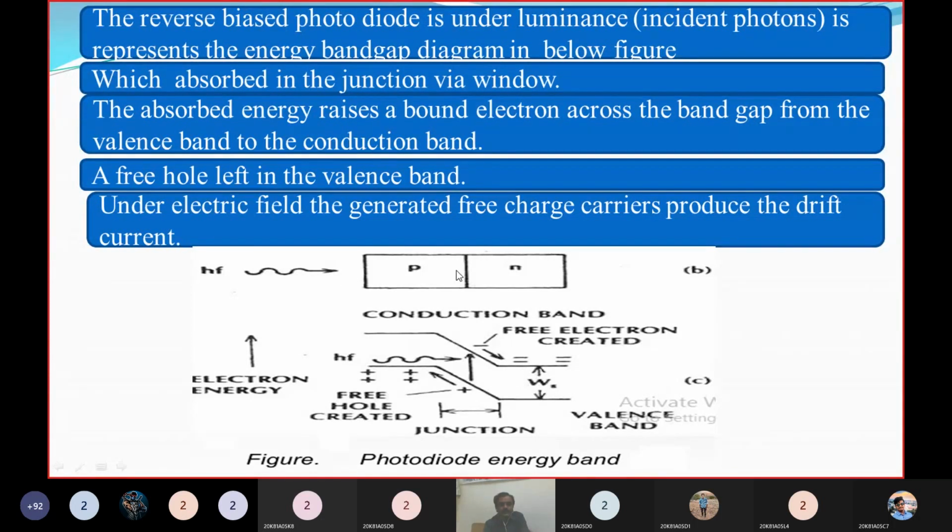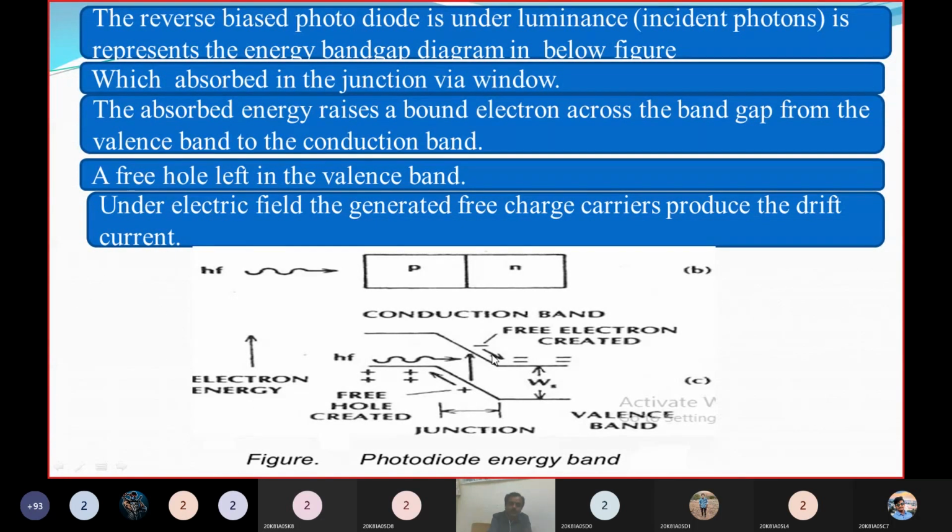The absorbed energy raises a bound electron across the band gap from the valence band to the conduction band. So whenever light is incident on the junction, electron-hole pairs occur. That means covalent bonds break and electron-hole pairs are generated, with the electron in the conduction band and the hole in the valence band.